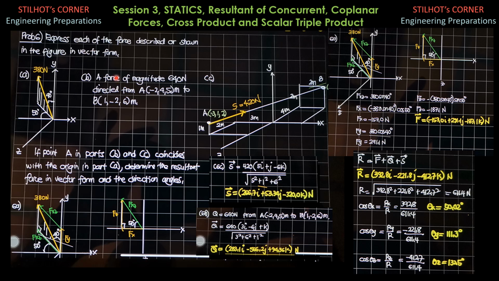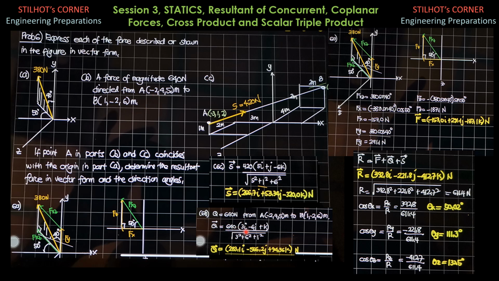Then we proceed to part B. A force of magnitude 640 newtons, assuming that force is Q, is directed from point A, negative 2, 4, 5, to point B, 1, negative 2, 6. So we express that in vector form, and the magnitude is 640. In vector form, it is magnitude times the x component, so it is terminal minus initial. So 1 minus negative 2 is positive 3.